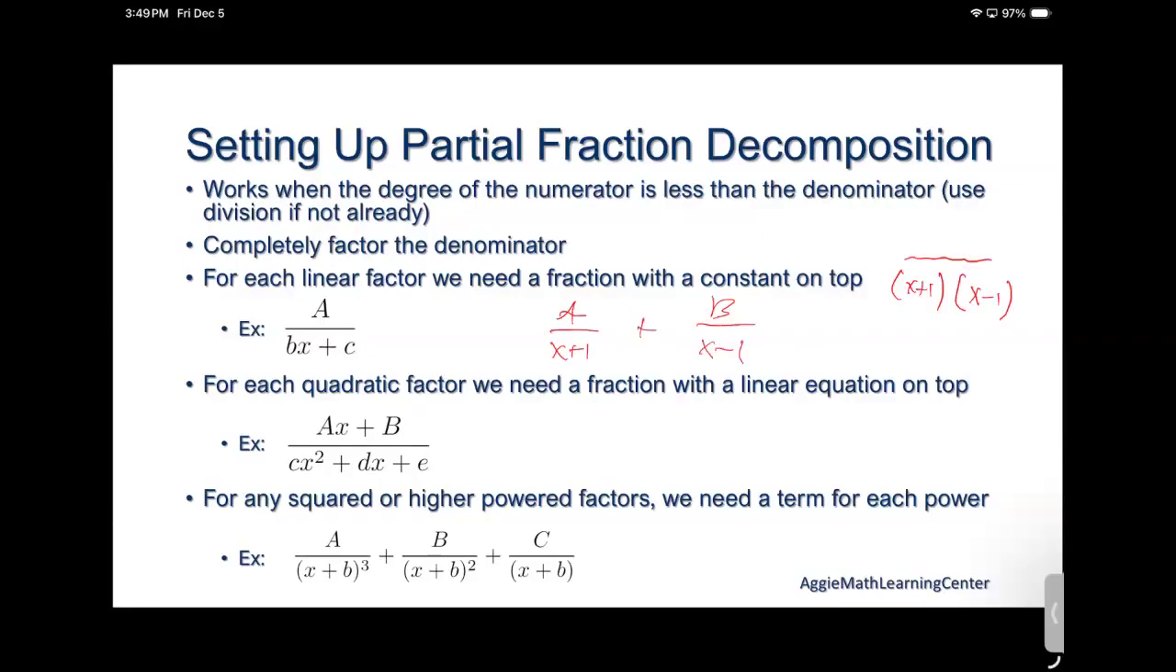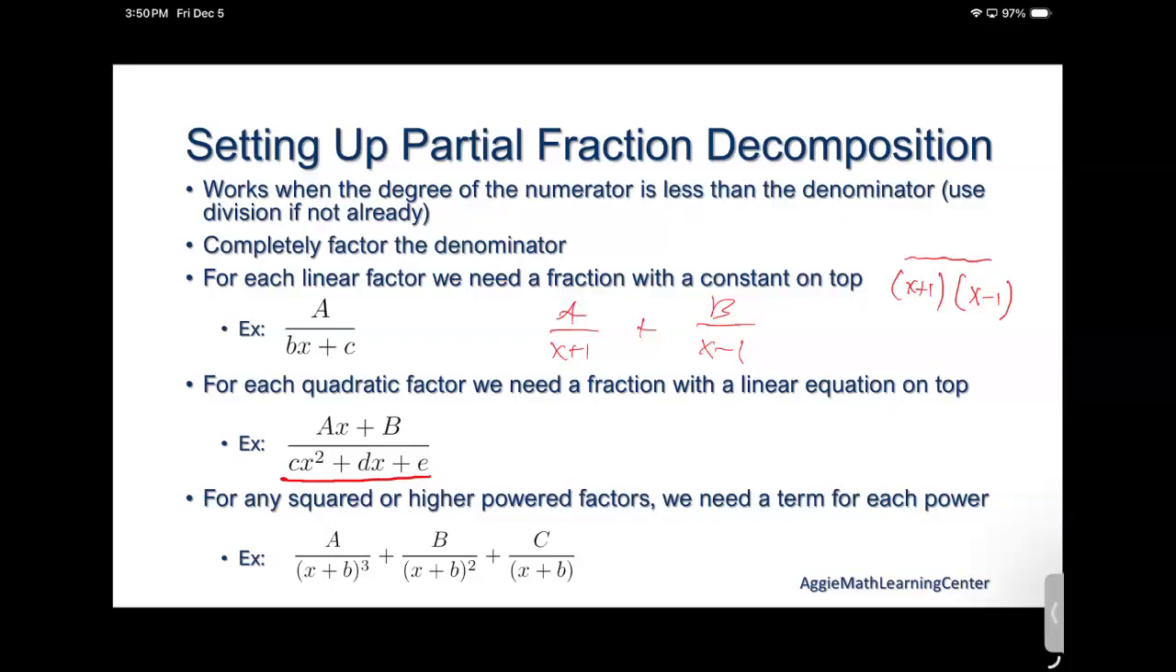Whatever your factors in the denominator are, you want to break them up. And then the second part says for each quadratic factor we need a fraction with a linear equation on top. I think what this is saying is if you can't factor what's in the denominator, then you can keep it like this, but then you'll have to have an ax plus b in the numerator. But that would only really be if you can't factor the denominator, otherwise you will want to separate them out.